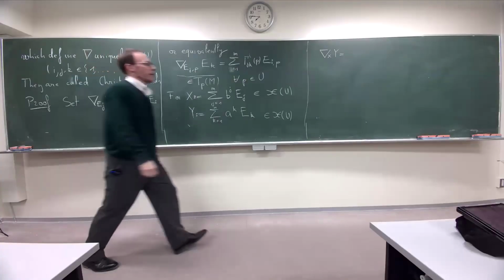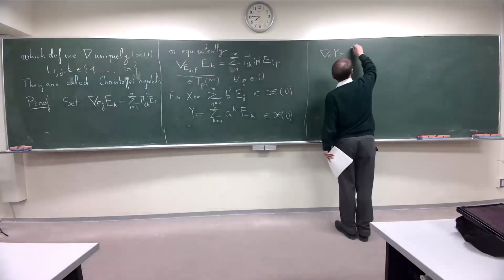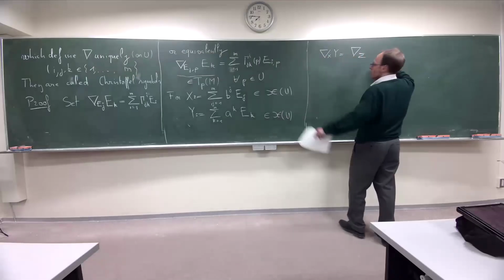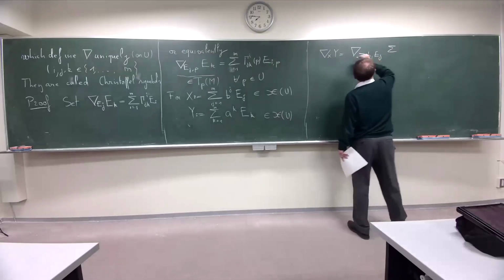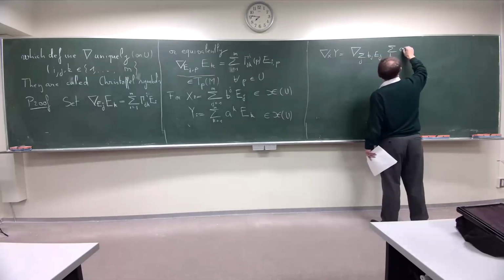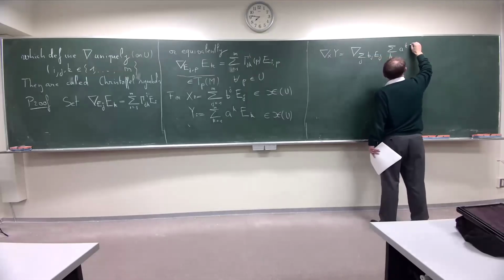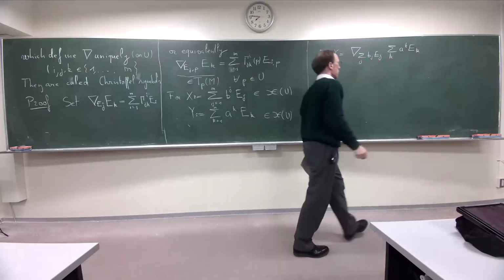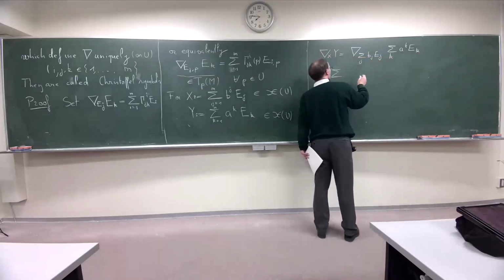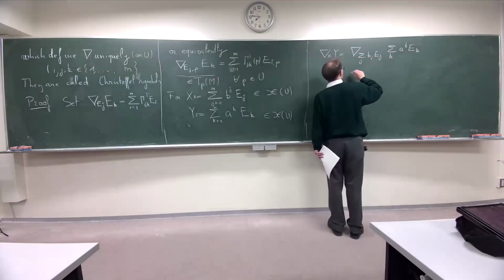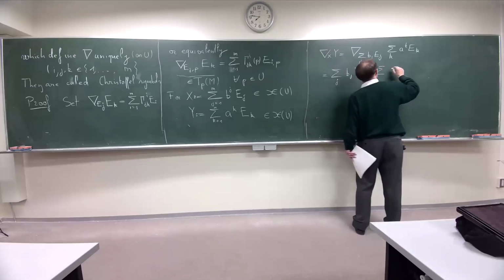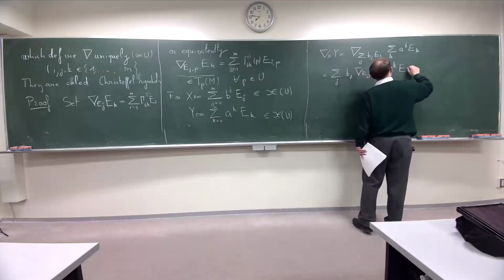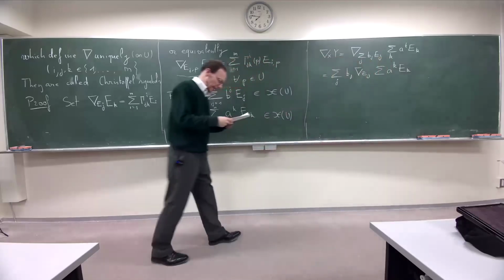Okay. Now I'm going to use all the properties we have seen. This is the sum over j of B_j E_j applied to the sum over k of A_k E_k. What we have seen is that it's linear, so it's a sum of E_j applied to the sum A_k E_k. I just use that it's linear.